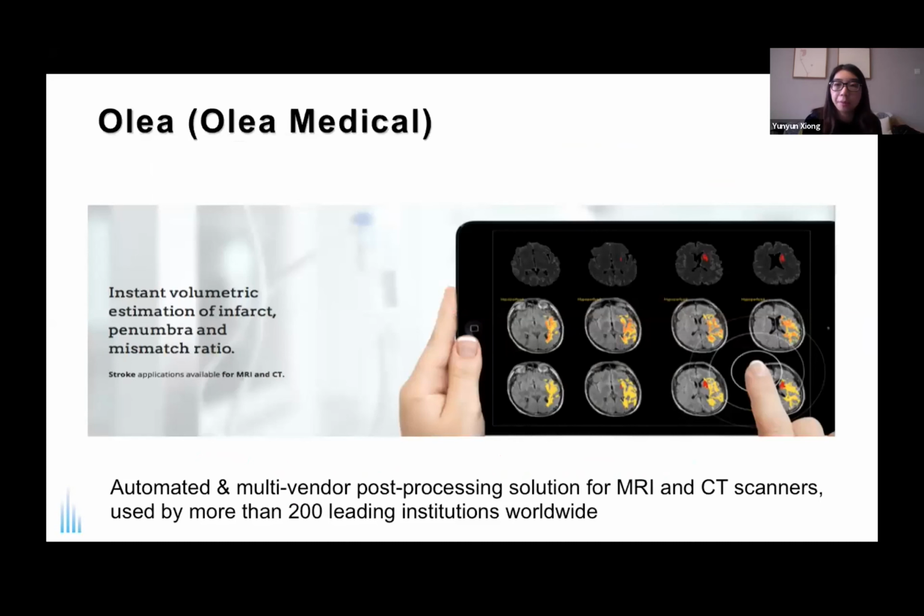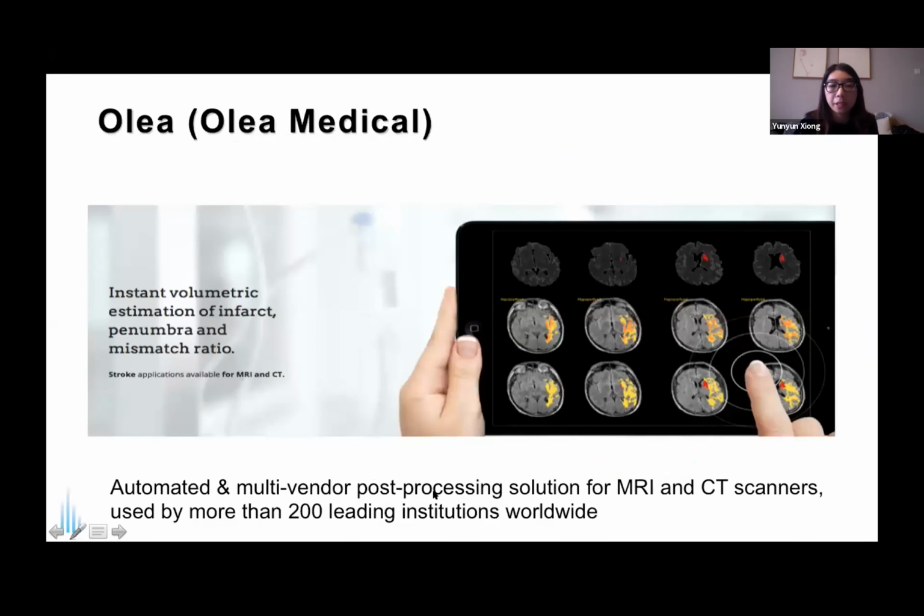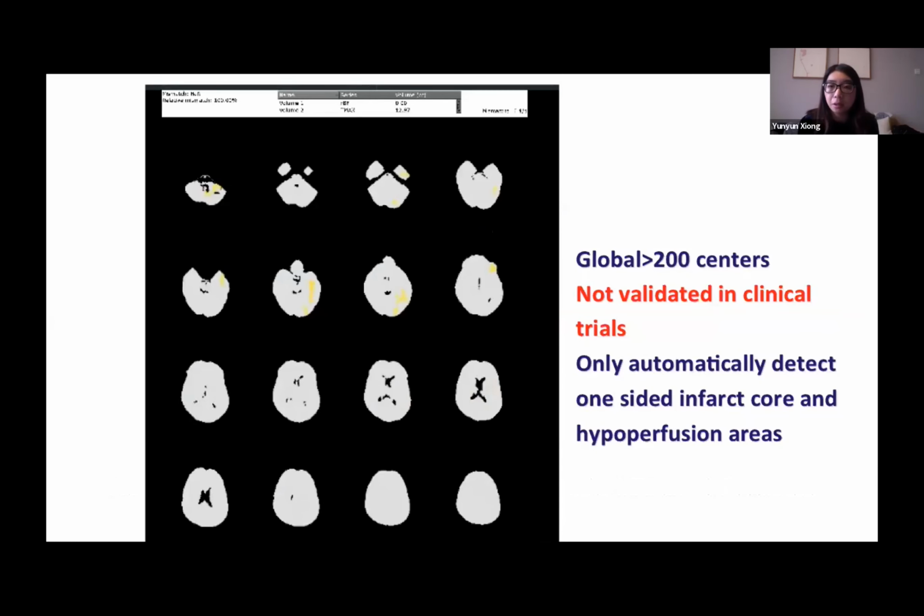And similar to RAPID, there is another software from Europe, actually from France, a French software called OLEA. OLEA is also an automated software which is installed in more than 2,000 leading institutions worldwide. It has not been validated in clinical trials. So this is the main shortcoming of this software.